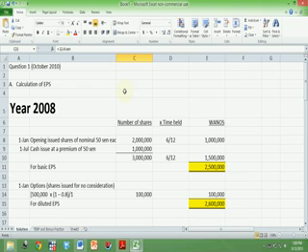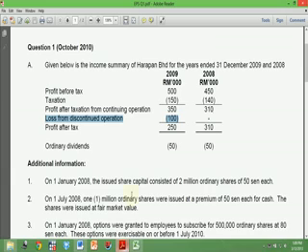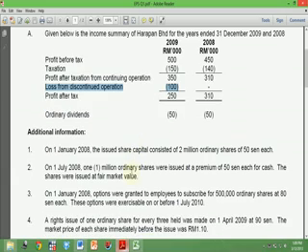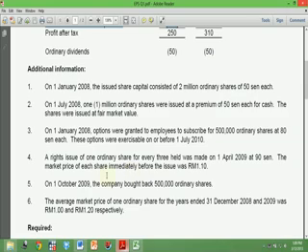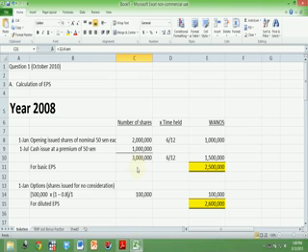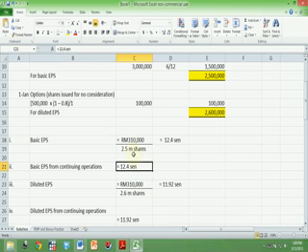Okay, now we move to the second year, it's year 2009. In year 2009, we have this rights issue at 90 cents each, whereby the market price is 1 ringgit and 10 cents. The issue is for every 3 shares held, 1 ordinary share. So we need to calculate the TERP first.